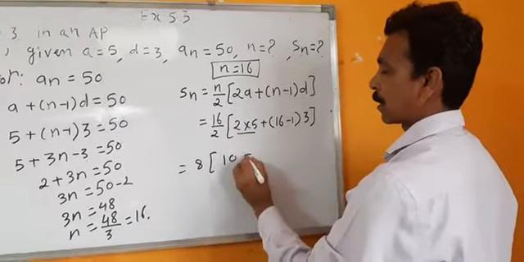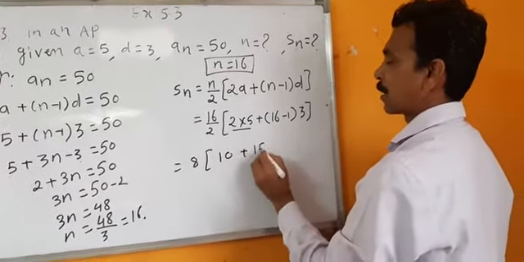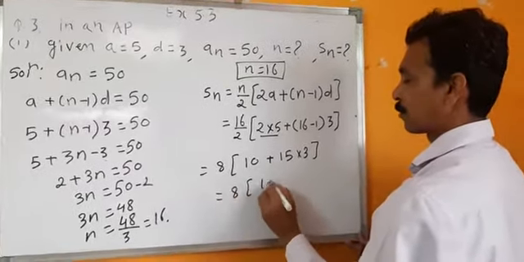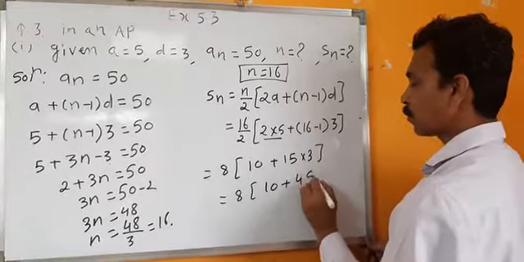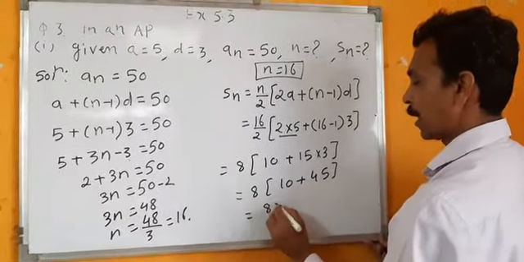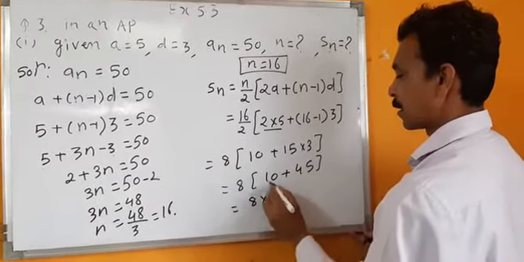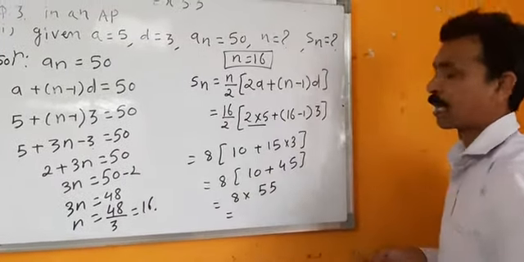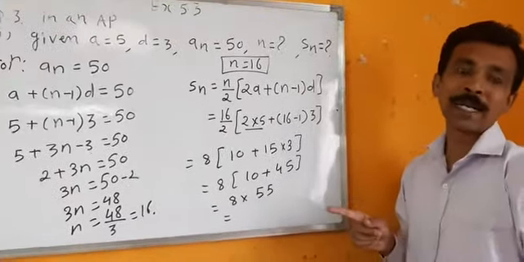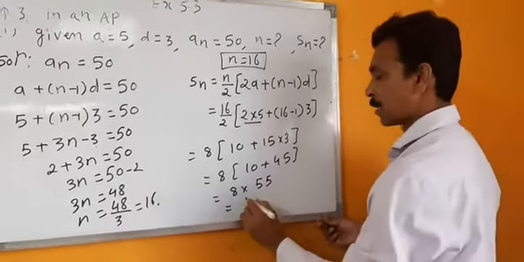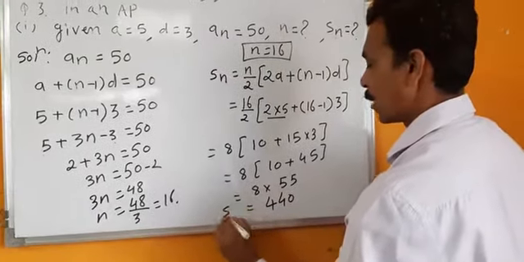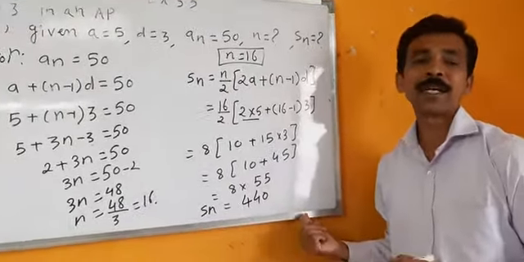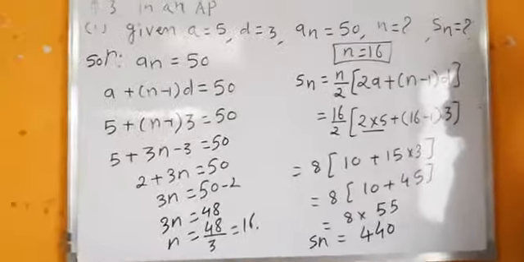2 5s are 10 plus 16 minus 1, 15 into 3, is equal to 8 into 10 plus 15 3s are 45, is equal to 8 into 45 plus 10, 55. Right? 55 into 8: 50 into 8 is 400, so 55 into 8 is 440. So the value of Sn is 440. So this is the method to find n and Sn.